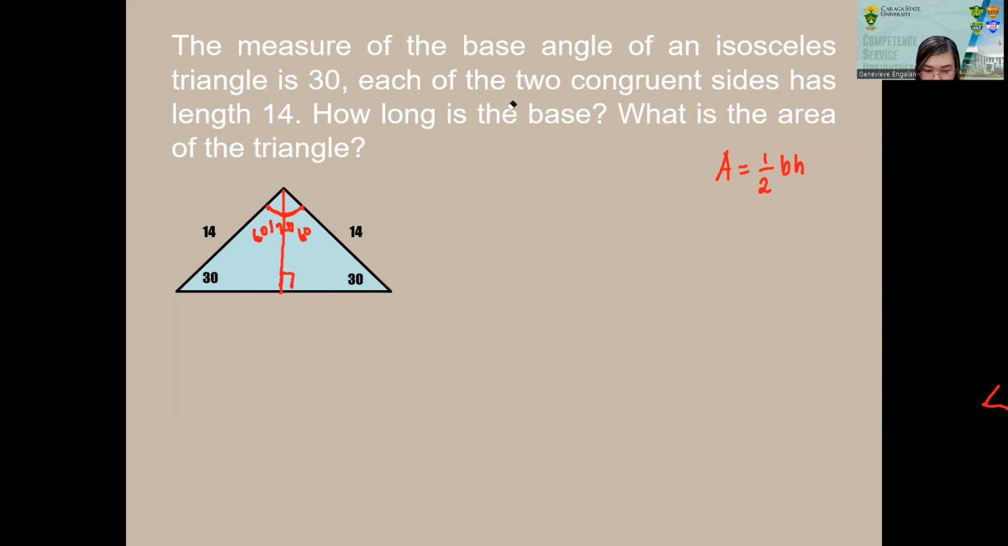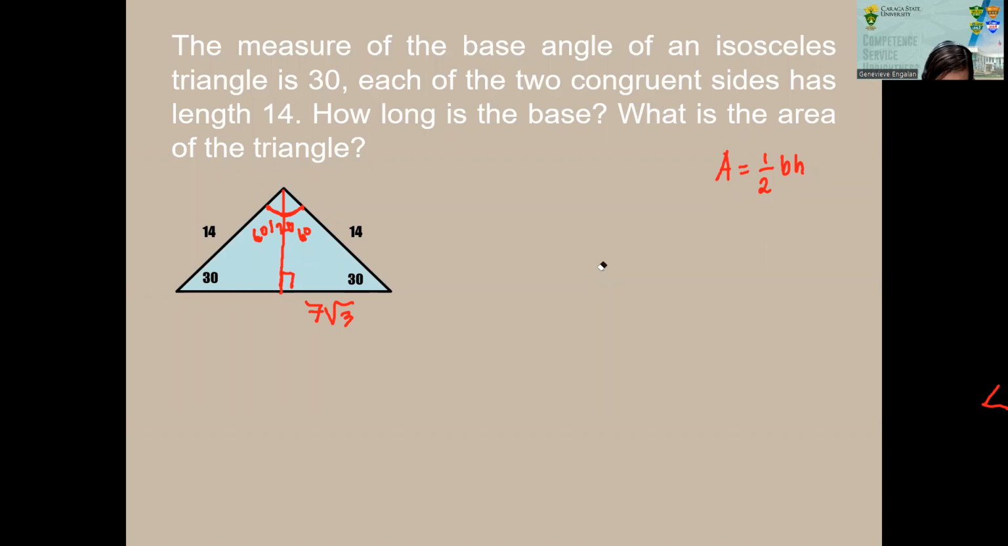So if 14 is our hypotenuse, how long is the longer leg? The longer leg is at the bottom. 7 square root of 3. So 7 square root of 3. How about the shorter side?